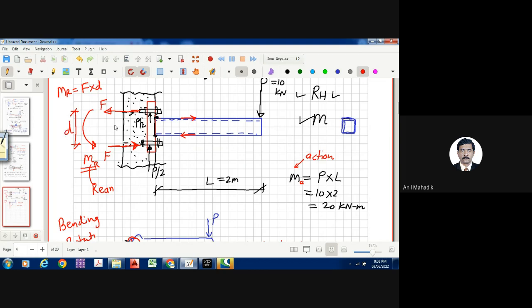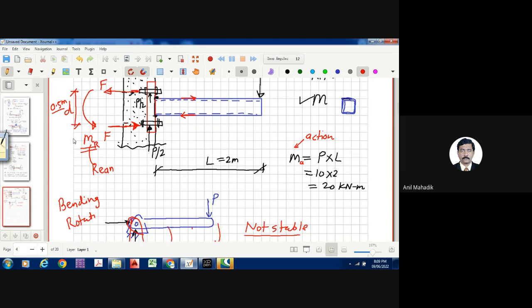Let's say the distance between the two bolts is 0.5 meters. Okay, D is 0.5 meters. So what will be the force value F? We will put in the equilibrium equation. So let's say we will make the equilibrium equation at this point. Let this point be A, the supporting point.